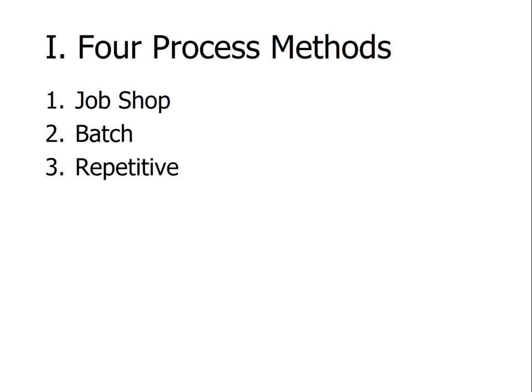Let's move a little bit further. Repetitive means that we have specialized resources that do the same operation over and over again. So it's almost like a learning curve, where since we do the same thing so often, we can have specialized tools and specialized lighting and specialized training so that we can be very efficient at that step. And then the product moves to the next step and very efficiently receives that treatment.